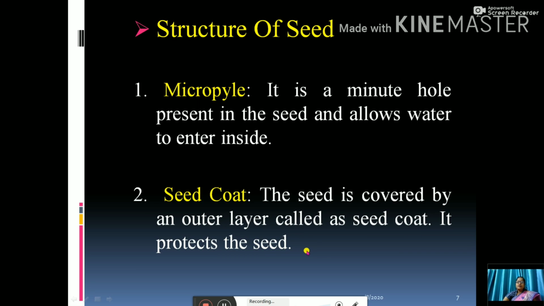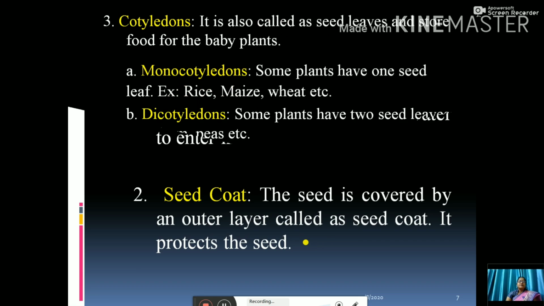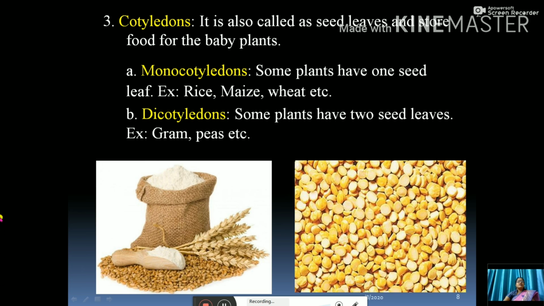When you soak the seed, for example gram, then after soaking you can separate the seed coat from the seed leaves. Very clearly it will be seen, and you can do practical work at your home. Third is cotyledons. What is cotyledon? This is also known as seed leaves.